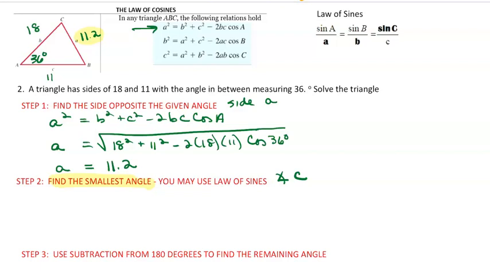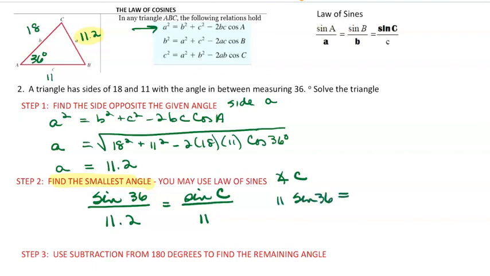Okay, so I'm going to switch to law of sines. Take the information that was given you, which was sine of 36, with the side that we found first using law of cosines, and that's going to equal the sine of angle C, which is what we're looking for, over its opposite side. Okay, so 11 times the sine of 36 equals 11.2 times the sine of C, divide by 11.2.